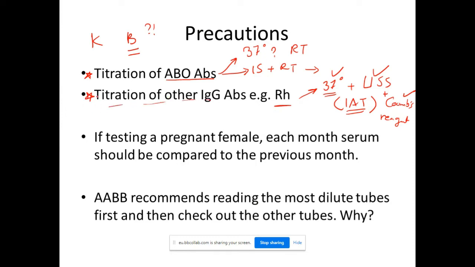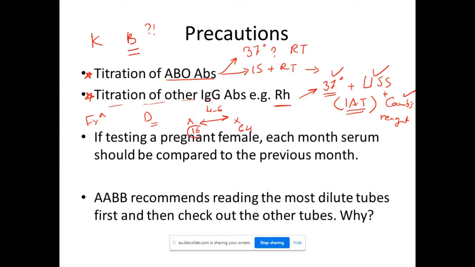So if we test a pregnant female and recognize that this particular woman, for example, has Duffy A or anti-D or whatever, we have to do a titration at different times. Every 4 weeks, for example, or every 6 weeks, the pregnant woman should come back, and we take a sample from her and look at the titration. Maybe the first time it is 16, and after 4 weeks it may increase to 64, for example.